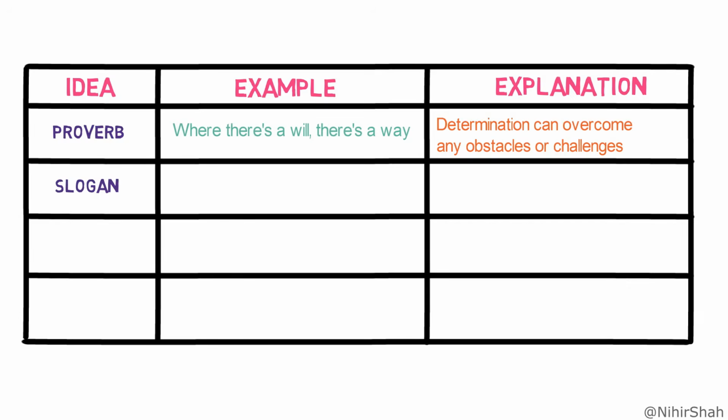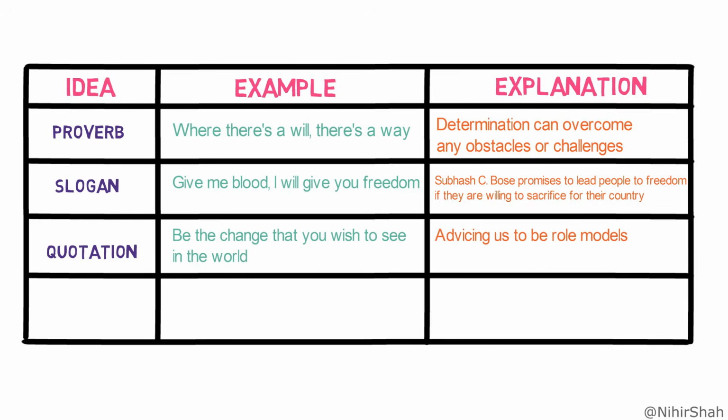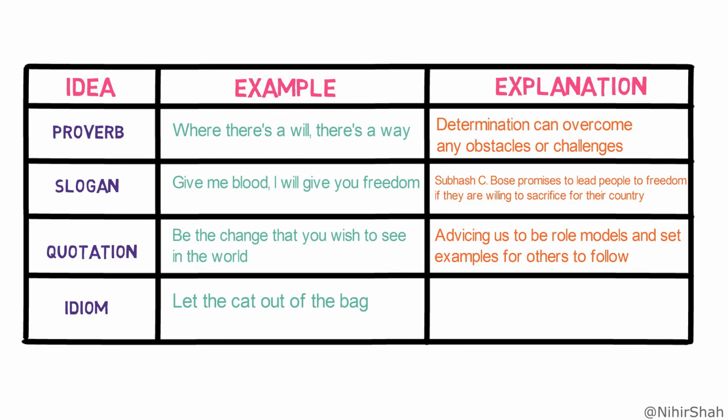A slogan like give me blood and I will give you freedom, implying that Subhash Chandra Bose promises to lead people to freedom if they are willing to sacrifice themselves for their country. A quotation like be the change that you want to see in the world, advising us to be the role models and set examples for others to follow. Or an idiom like let the cat out of the bag, indicating accidentally or intentionally revealing the secret or confidential information that was meant to be kept hidden. So these are the ways in which we can be given an idea.